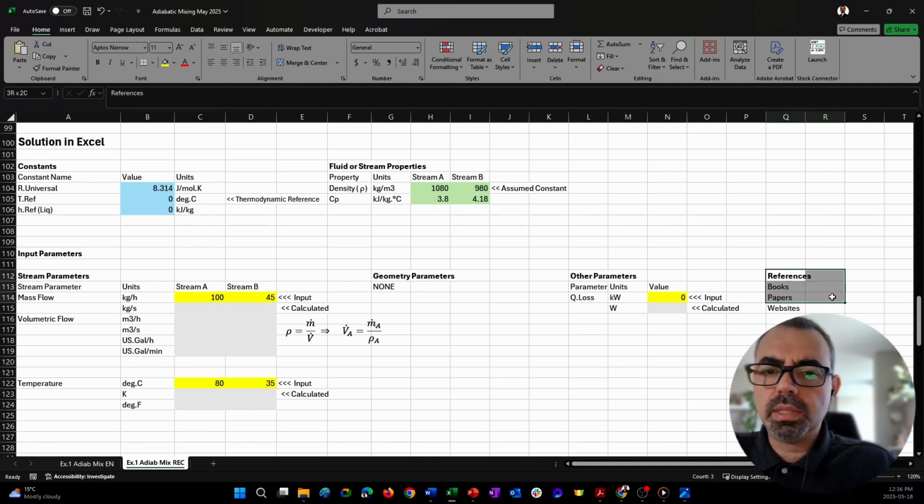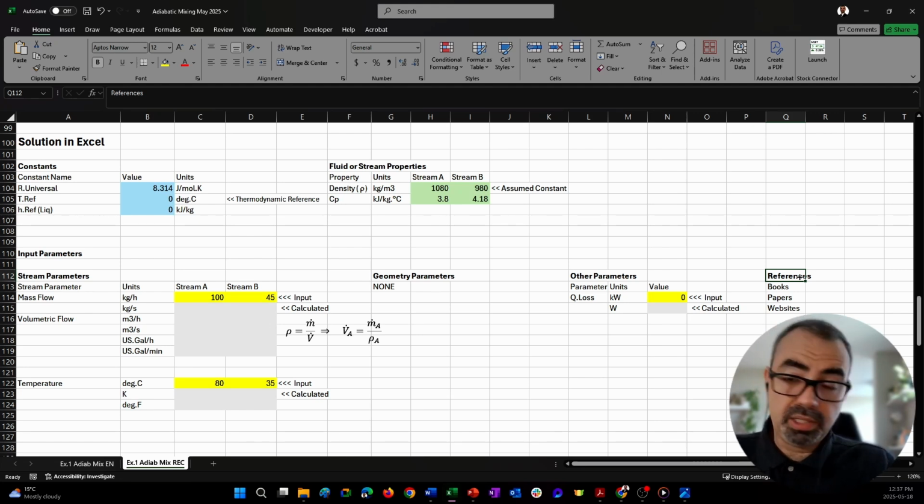Finally, I want to mention that it's always important to include a references section in which you put where you got data or equations or any other things you used to solve the problem. Because you might not remember later, and your boss will come one week or even one month later and ask you, oh, where did you get this information from? And you might not remember.